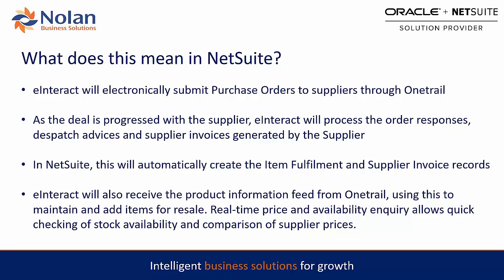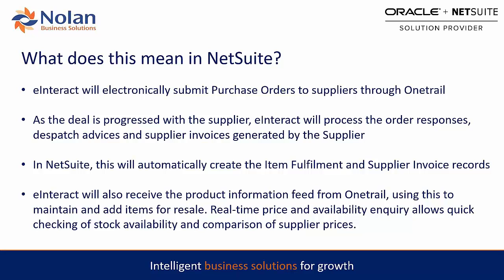eInteract also receives a live product information feed from OneTrail. Basically this enables you to get the latest information available on goods supplied by the suppliers. You can set a nightly feed, and any new items added by the suppliers can be picked up on a nightly basis, and the items are automatically created in NetSuite.